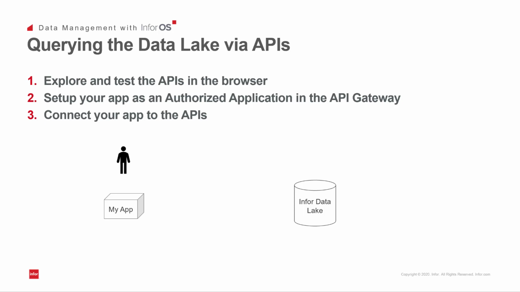There's a few steps. First is to explore and test those APIs in a browser to make sure they're working the way that you expect. Then to set up your app as an authorized application in the API gateway. Then to connect your apps programmatically to those APIs.